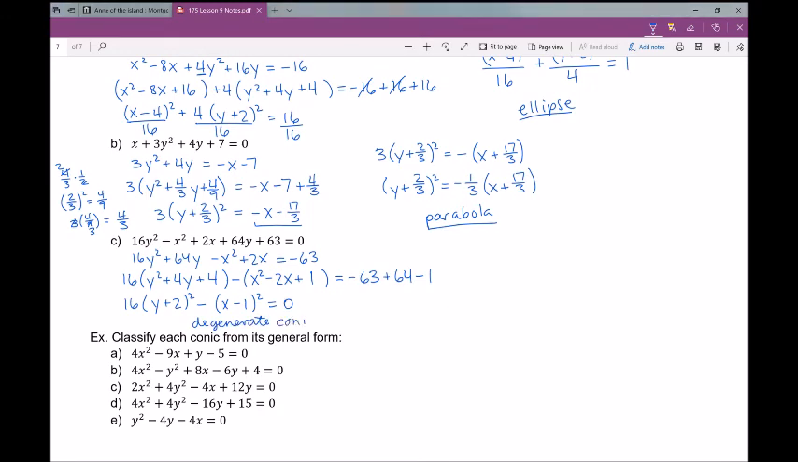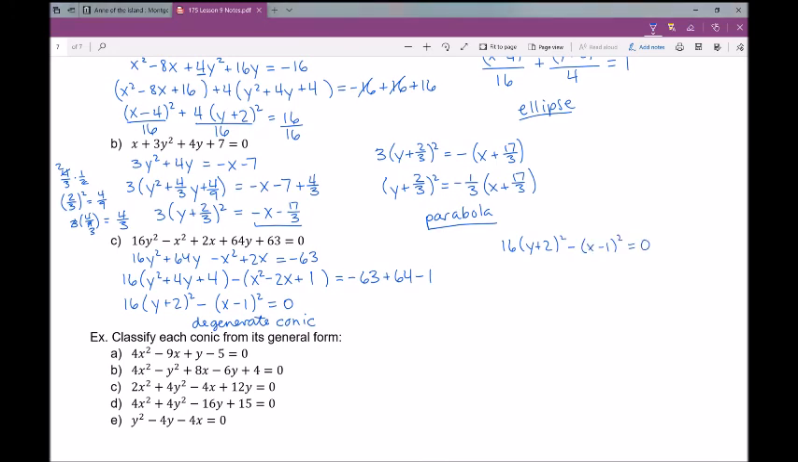Because even though the general form looked as though it would give us a hyperbola, we actually found here, once we simplified it, that there's no way to get a 1 on the right side. Okay, so let's figure out what this actually is. So let me start with what we already have. So we have 16 times (y plus 2) squared minus (x minus 1) squared is equal to 0.